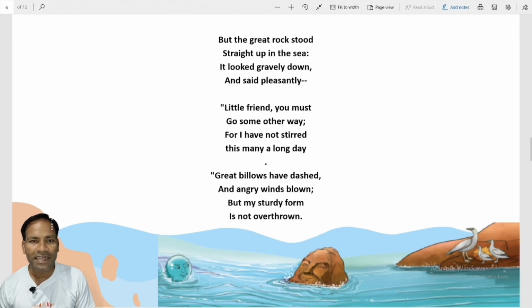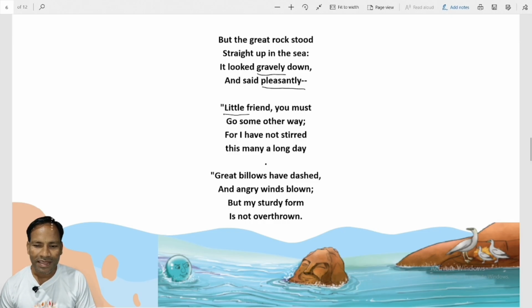It looked gravely down. Gravely is seriously. It looked seriously down and said pleasantly. Though the bubble spoke very arrogantly, but rock's quality is what? The one who has potential, जिसके पास potential होता है ना, उसका arrogance कहाँ दिखाना है उसको पता होता है. तो बबल के सामने रॉक क्या arrogance दिखाएगा? तो pleasantly उसको बोल रहा है कि little friend.